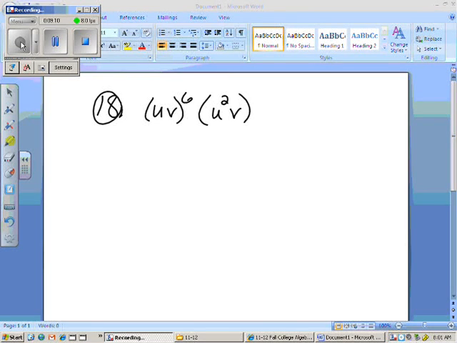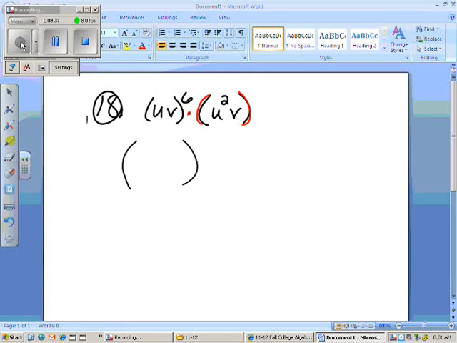Okay, we're looking at (uv) in parentheses raised to the 6th power and (u squared v) in parentheses right next to it. Now, why did they bother putting parentheses right here? That's just to show that we are multiplying. Okay, remember, anytime there's parentheses next to each other, we are multiplying. So we have (uv) to the 6th times (u squared v). Well, we got to talk about some properties of exponents here. I'm going to write the uv a little bit bigger. Okay, I'm going to go ahead and bring down the u squared v.